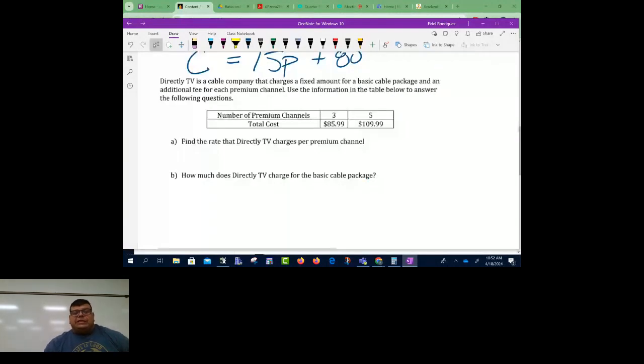So look, y'all, DirecTV is a cable company that charges a fixed amount. Y'all like how creative I was with coming up with money. For a basic cable package and an additional fee, okay, for each premium channel. Okay, so again, let's see if we can figure something out here, y'all. So they charge me a basic cable package, and then they charge me a fee for every one of those premium channels that I get, okay?